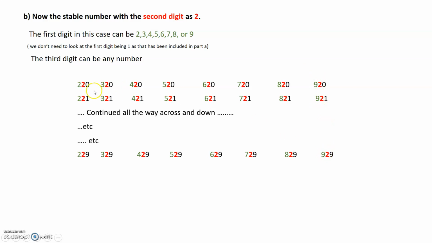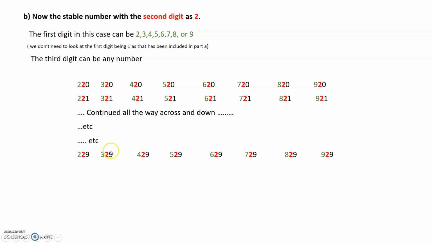The third digit can be any number. So that's why I've got 0, then 1, then 2, then 3, all the way down to 9. I haven't listed them all. You can if you like, but just to save time, because this is a competition, you wouldn't want to list them all. So to save time, we could just see the pattern. So it'd be 0, 1, 2, etc., all the way down to 9.